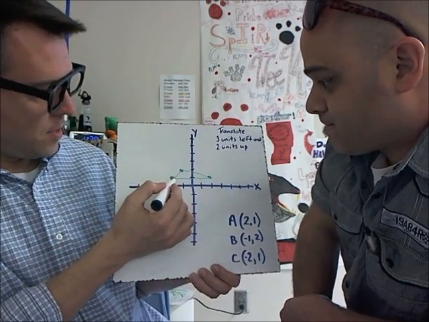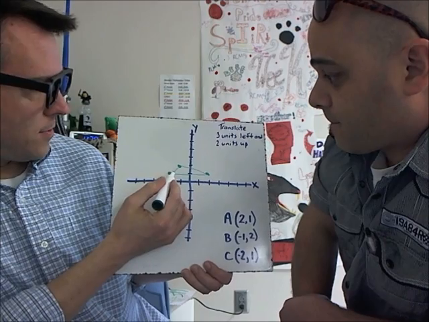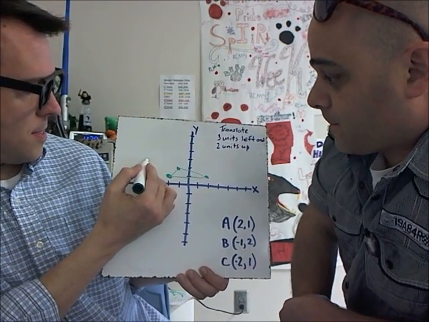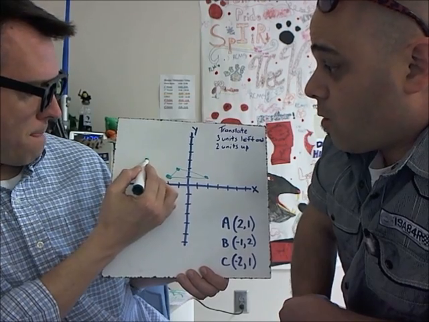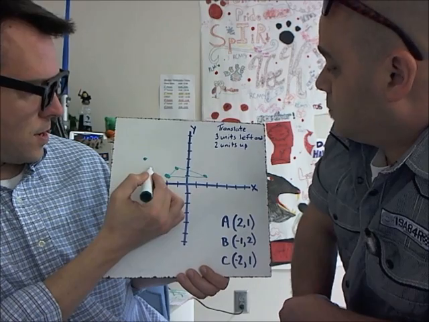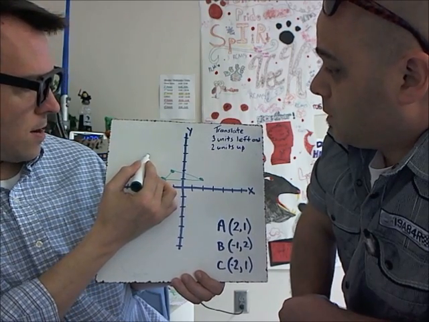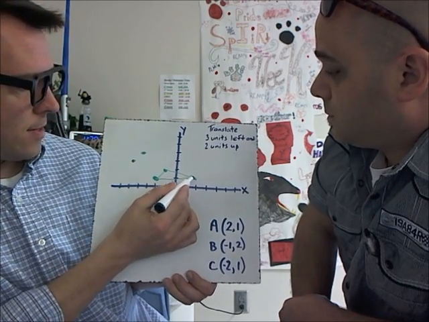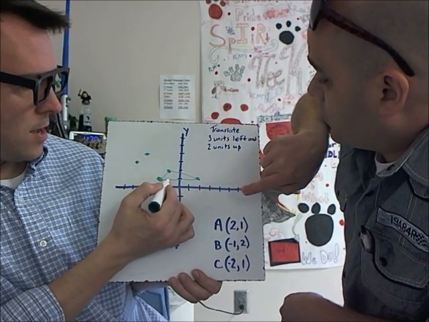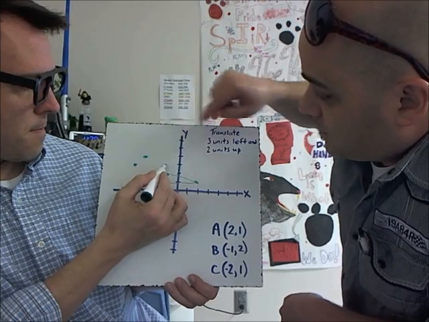So I'm going to do that. To the left, 3 units to the left. 1, 2, 3, and 2 up. 1, 2. This is going to be right here now. This one, 3 units to the left. 1, 2, 3, and 2 units up. 1, 2, right here. And this one, 3 units to the left. 1, 2, 3, and 2 up. 1, 2, right there.